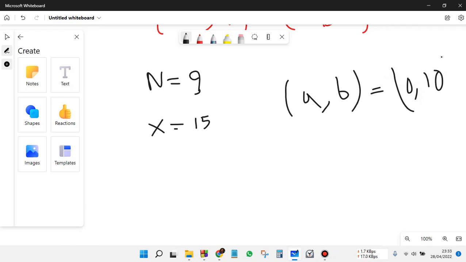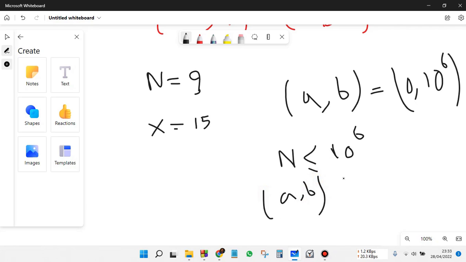To the power 16. But when n value is less than or equal to 10 to the power 16, this time we can also find out that a and b value must be less than n, because a or b is not greater than n in value.